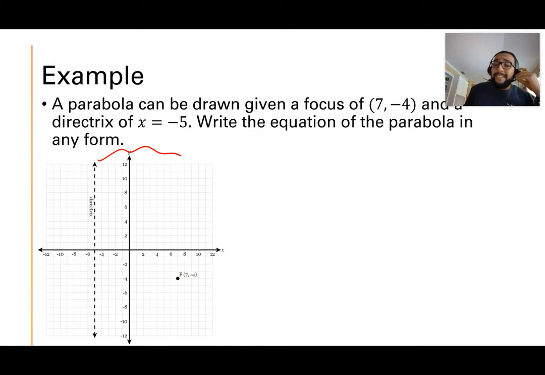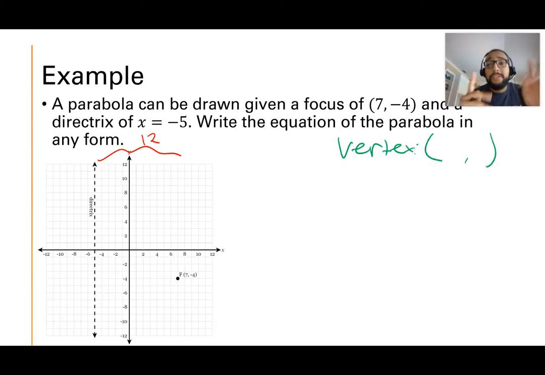So that total distance right there is a distance of 12. Why is that important? Well, to find the vertex, I know that's going to be directly in between the two. And I know off the bat it better have the same y value as my focus, which is -4. But how do I find the x value? Take that 12, divide it by 2, and you'll end up getting 6. So I'm going to travel 6 units away from the directrix and 6 units away from the focus as I go in.